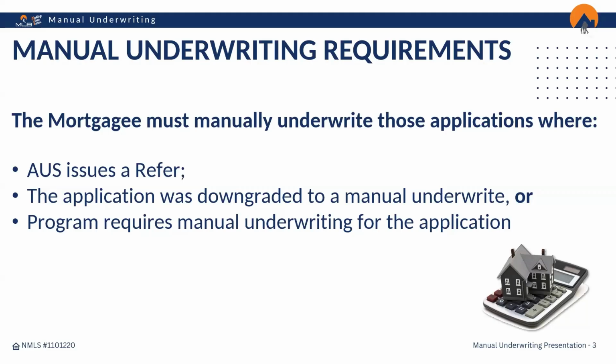And then the third scenario would be if the actual loan program that you're using requires a manual underwrite. There are some programs out there that always require a manual underwrite. No matter what the system comes back with, that borrower has to do a manual because that's just the guidelines for that specific program. So that's your third scenario. But like I said, your most common reason for using a manual is going to be that refer finding in the AUS. But the other two are very common scenarios that can come into play as well that would bring us into the world of a manual underwrite.